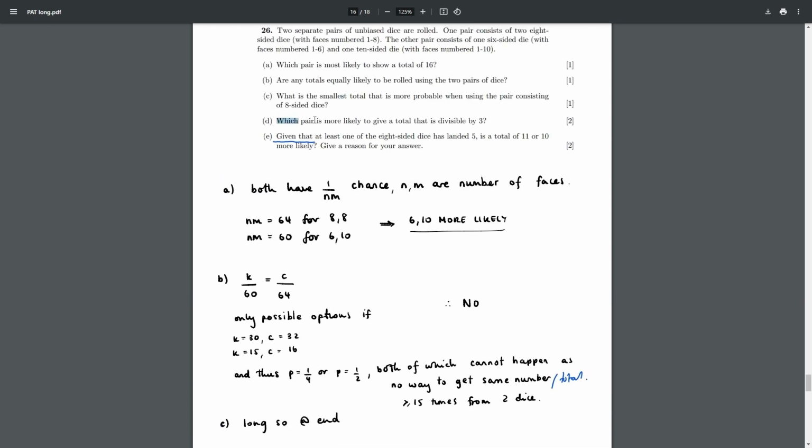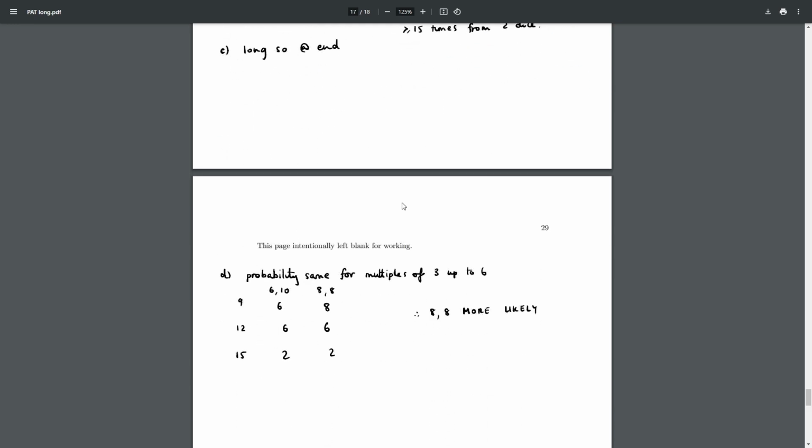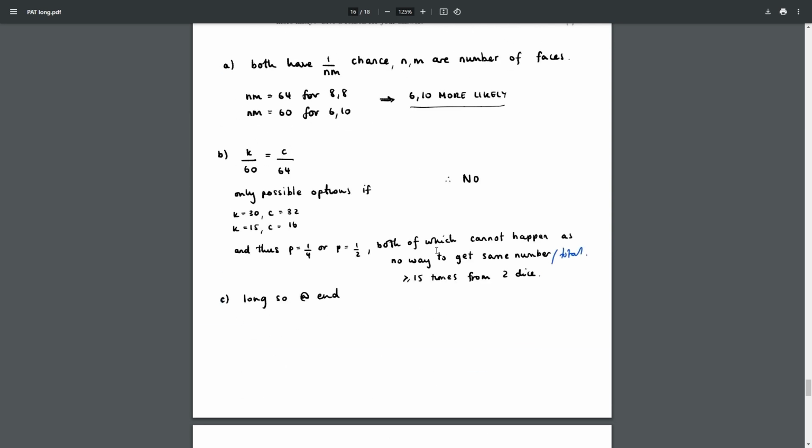Question D now. Which pair is more likely to give a total that is divisible by 3? So we know up to 6, there's going to be the same number of ways we can get both the combinations, and so the probability is the same because the same number of ways. And then for 9, the 6, 10 can get it in 6 ways. The 8, 8 can get it in 8 ways. For 12, the 10, 6 can get it in 6 ways. The 8, 8 can get it in 6 ways. For 15, the 6, 10 can get it in 2, and the 8, 8 can get it in 2. And when we add these up and we compare the denominators, so we do this plus this plus this over 64, and this plus this over 60, we'll find that the 8, 8 dice are more likely.